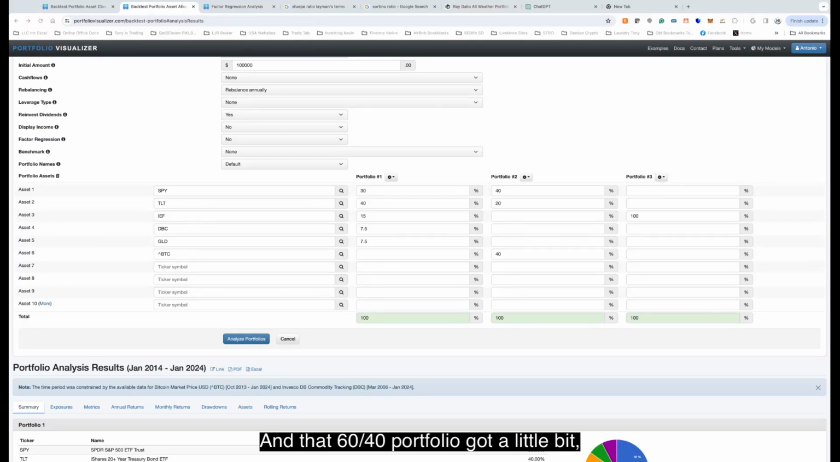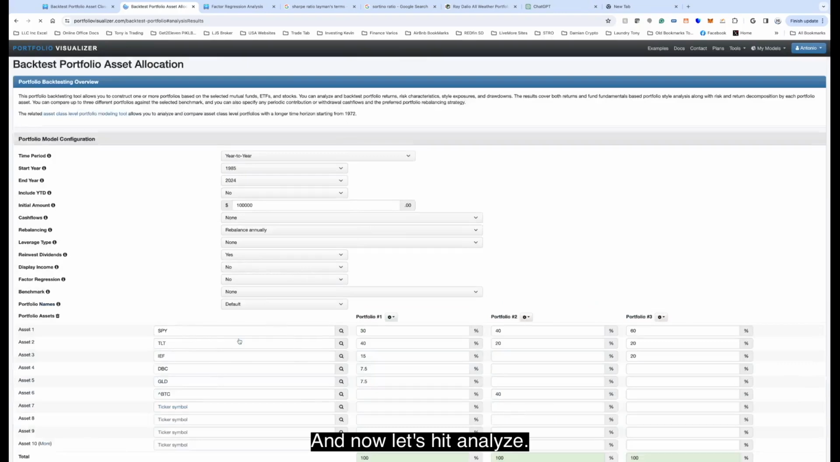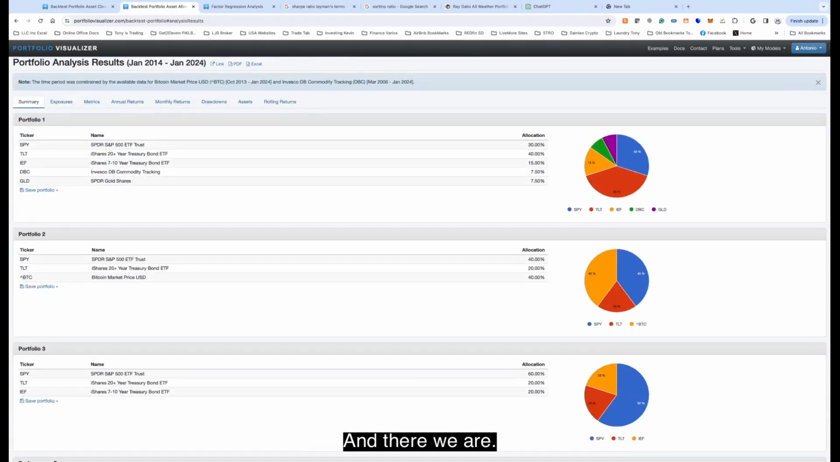And that 60/40 portfolio got a little bit, I would say, distorted. But for the heck of it, let's put 60% of our money in stocks, and I'm gonna be more conservative. I'm gonna put 20% in long-term bonds and 20% in medium-term bonds, giving us, I think, a more rounded, more conservative portfolio. And now let's hit analyze, and there we are.